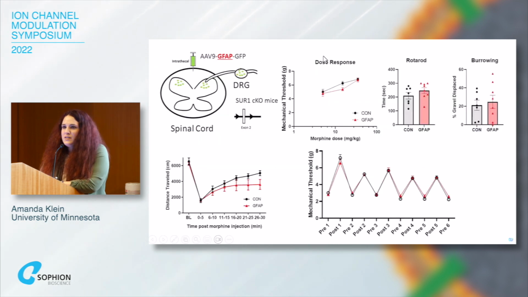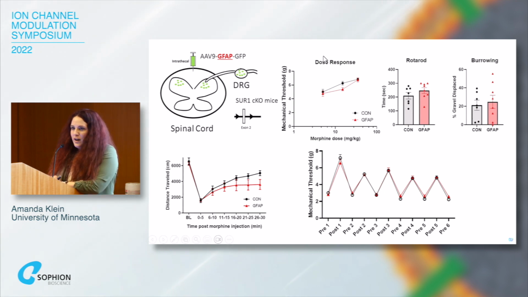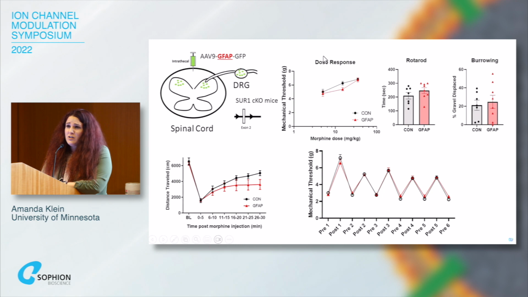For this, instead of using the neuronal promoter, we use a GFAP promoter to target astrocytes. And largely, this slide is pretty boring because in naive animals, not much happened. We put them through a battery of tests: a rotarod, which is a test for animal mobility, a burrowing test, and open field testing. We also did morphine acute dose response curves on these animals, and the morphine tolerance paradigm that I explained to you earlier.